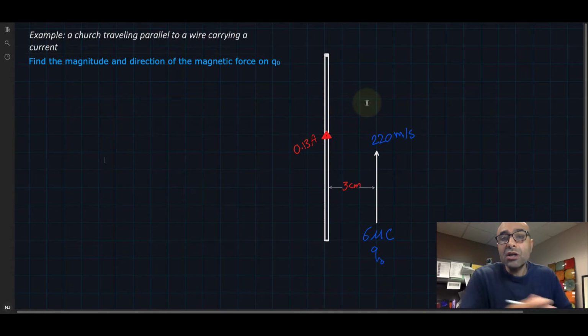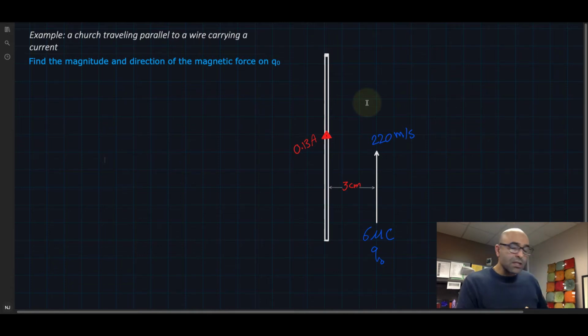And because the charge is traveling near a wire that is carrying a current, the current creates a magnetic field around the wire. The charge then is traveling within the vicinity of a magnetic field. If there is a moving charge within the vicinity of a magnetic field, it will feel a force of the magnetic field. We call it the magnetic field force. Now we need to find the value of this magnetic field force and the direction of that.